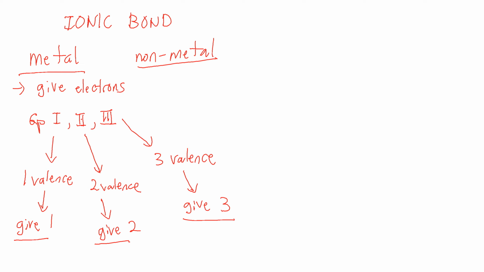Non-metals are found in groups 4, 5, 6, and 7. Okay, we don't talk about group 8 because group 8 elements are noble gases. They are already stable. They already have a full electronic structure, so they will not participate in chemical bonding.